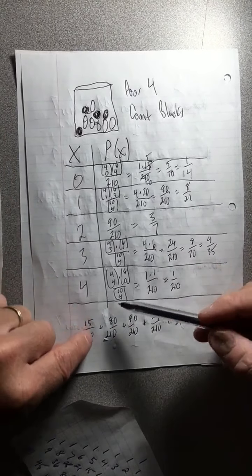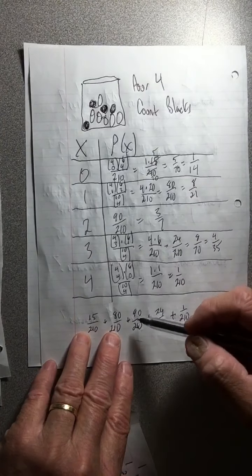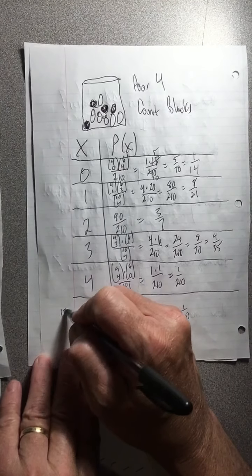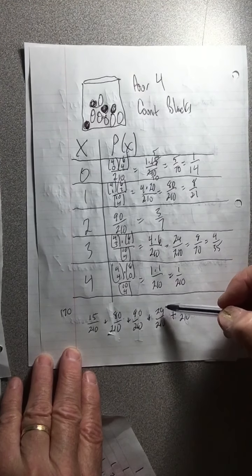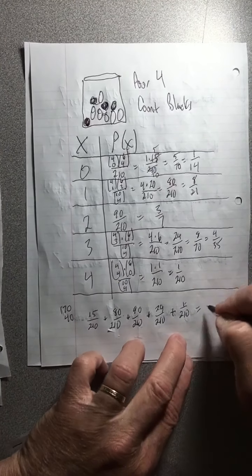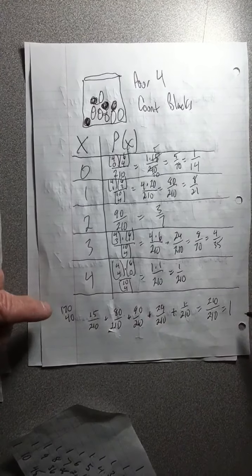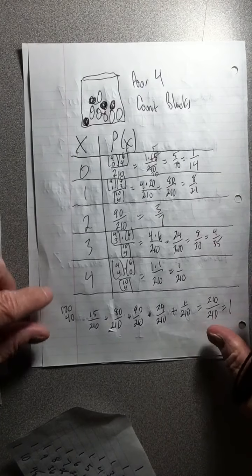Okay, so 80 and 90 gives us 8, 9 is 17. So there's 170 right there. So 170. And then we have 15 and 24. Well, that's going to be 39 plus 1 is 40. So 40 and 170, sure enough, that gives me 210 out of 210, which is 1. So that's a nice quick check to see if you did your math right. Is add up all your probabilities and see if they add up to 1.